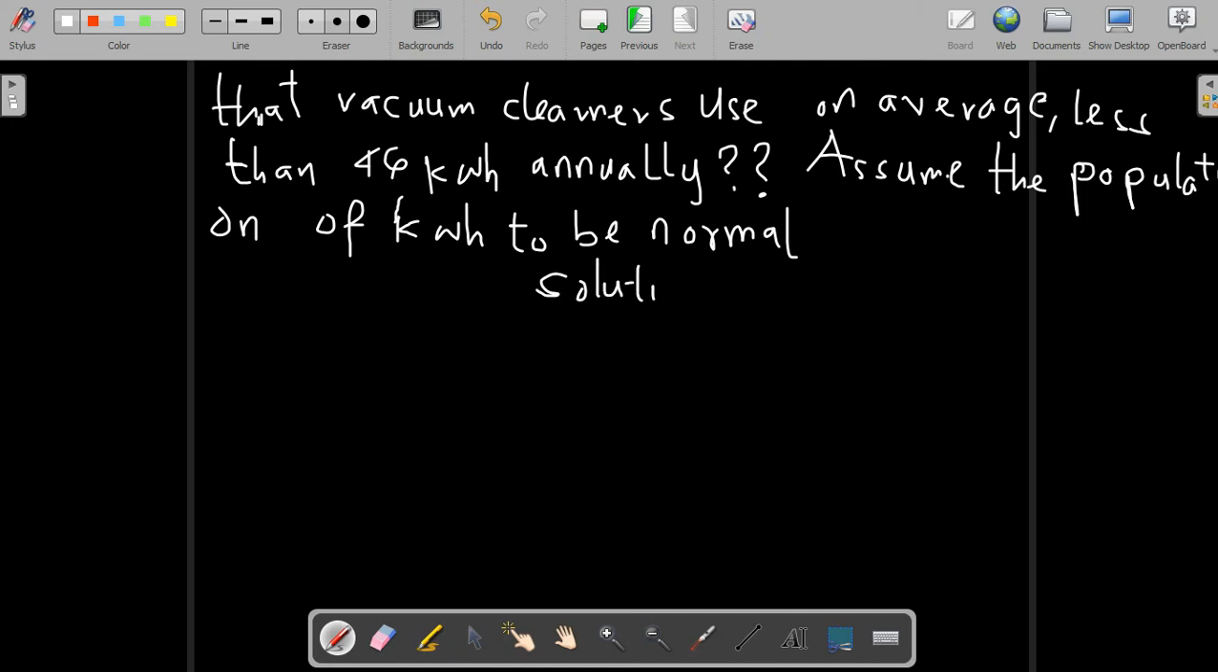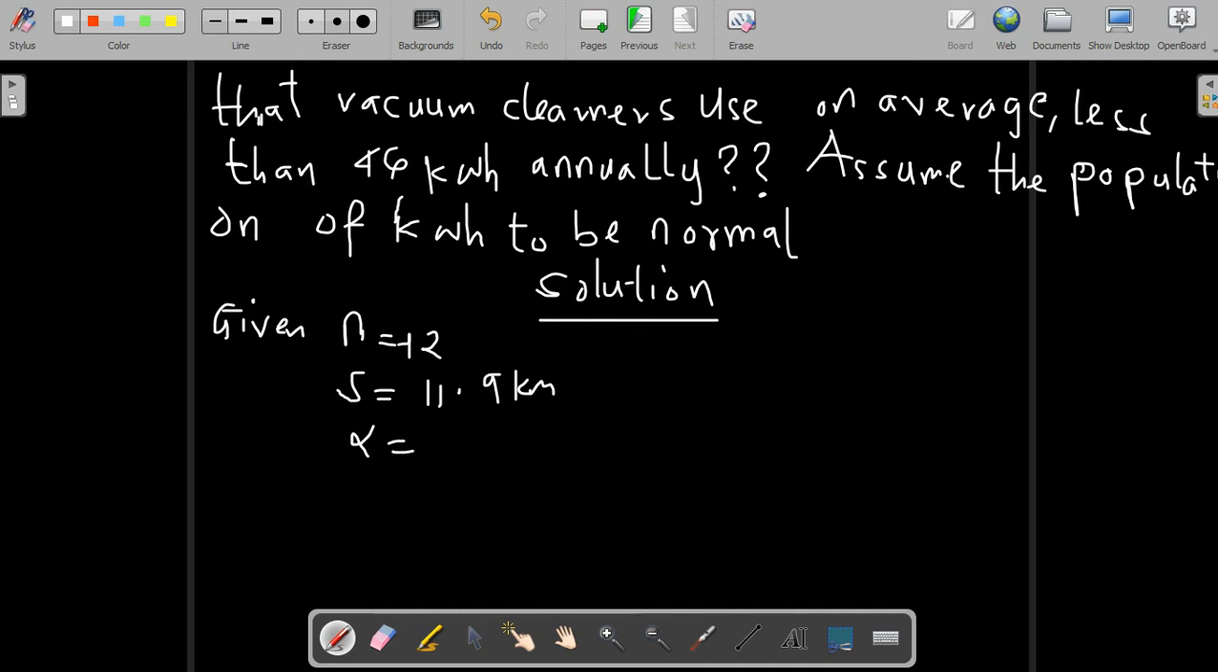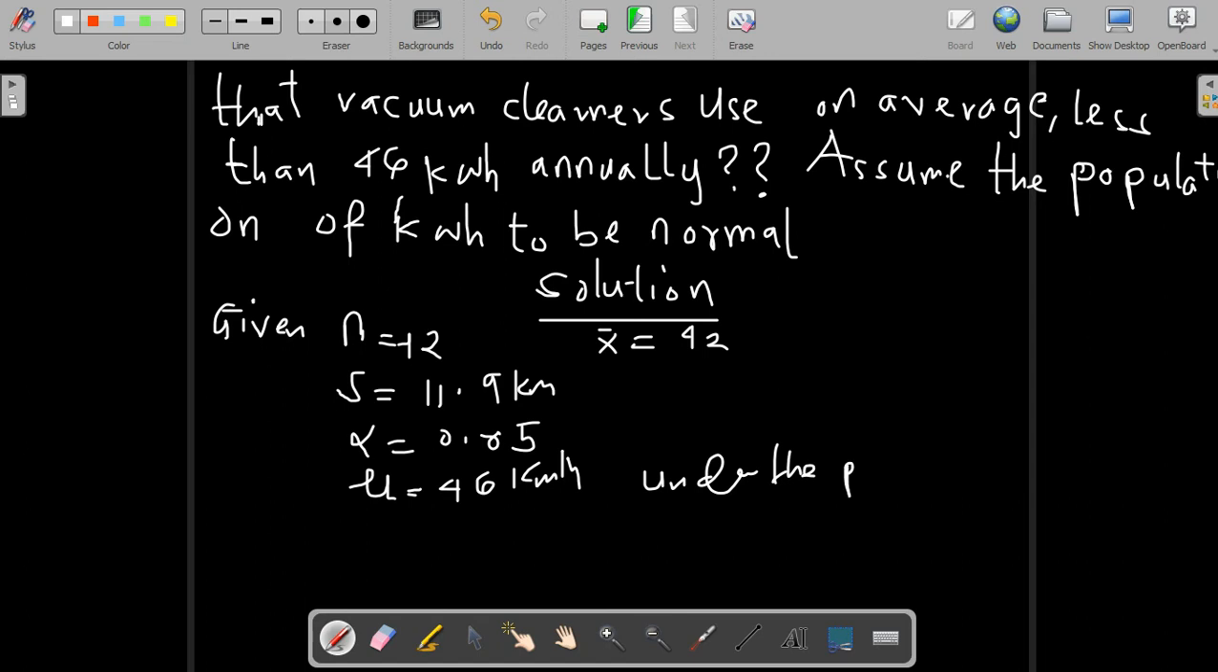Now, for the solution of this scenario, we need to write down the data given, whereby we have the number of observations, which is equal to 12. We have the standard deviation equal to 11.9 kWh. We have the level of significance, which is 0.05. We have the population mean of 46 kWh per year. We have also the sample mean, which is equal to 42.